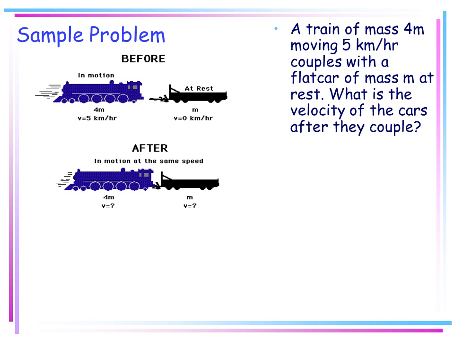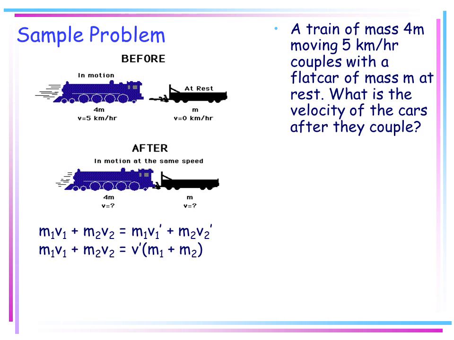I'll show you this. So here's the same idea. A train of mass 4m is moving at 5 kilometers per hour. It couples with a flat car of mass m at rest. Notice we're not giving the mass. What is the velocity of the cars after they couple?